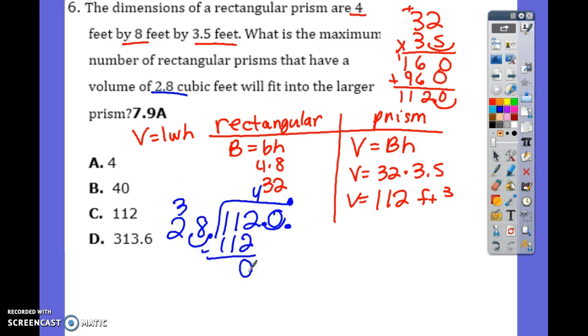So we can't finish because we're not to our decimal yet, so let's bring down our next number, 0. 28 is going to go into 0 0 times. 0 times 28 is 0. And then we'll subtract and get 0. We're to our decimal, so we can stop. So we know the answer is 40 rectangular prisms will fit inside of the larger rectangular prism. So our answer is B.